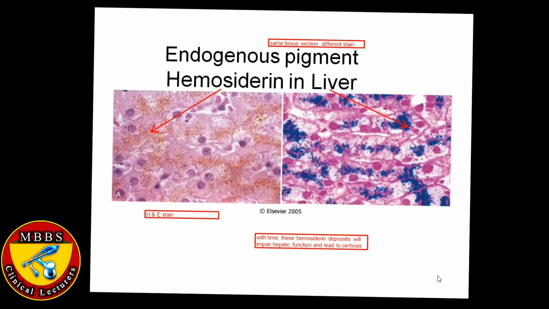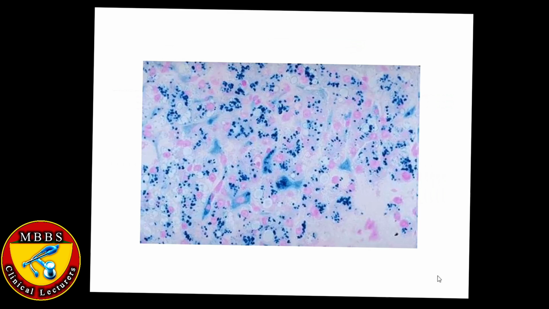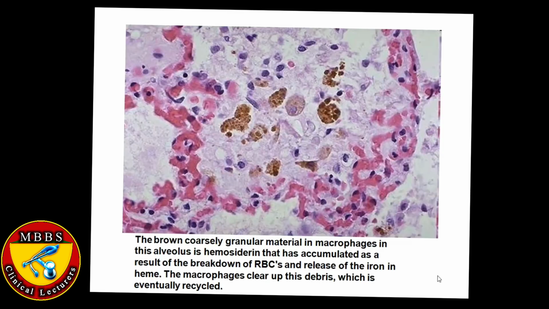Now see, only the iron deposition, or excessive iron deposition, in the liver can lead to cirrhosis. Again, these are Prussian blue stains in which we are seeing different iron sections. The brown coarsely granular material in macrophages is hemosiderin that accumulates as a result of breakdown of RBCs and release of iron from the heme. The macrophages clear up this debris, which is eventually recycled.